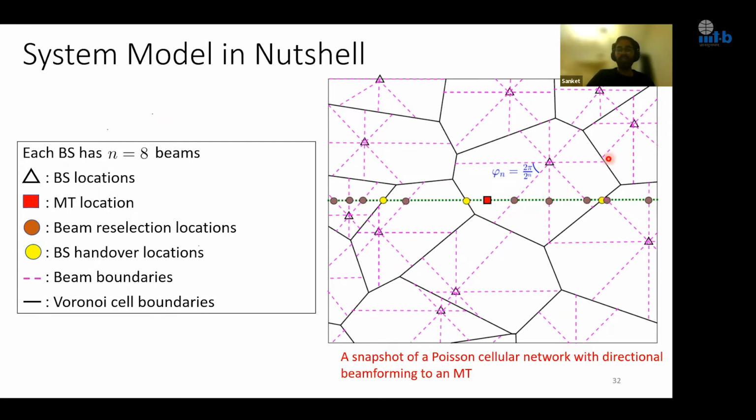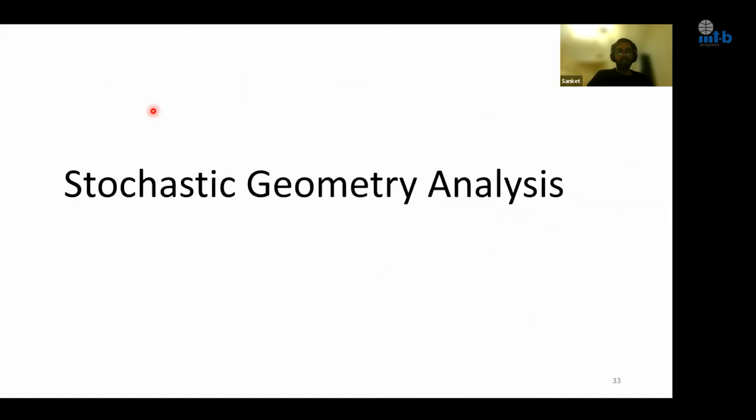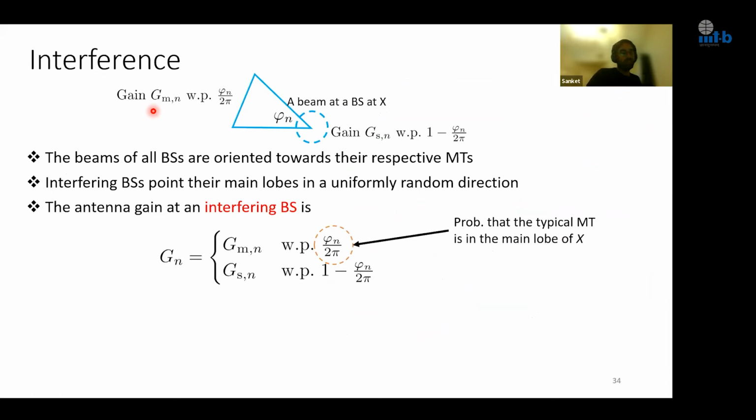And as I said earlier, these base stations are deployed according to the Poisson point process. This dashed pink color shows the different beam boundaries. So this is a snapshot of this Poisson cellular network. I call this a Poisson cellular network because these base stations are deployed according to the Poisson point process. Okay. Any question at this point? Okay. Now let's come to some analysis for the given model.